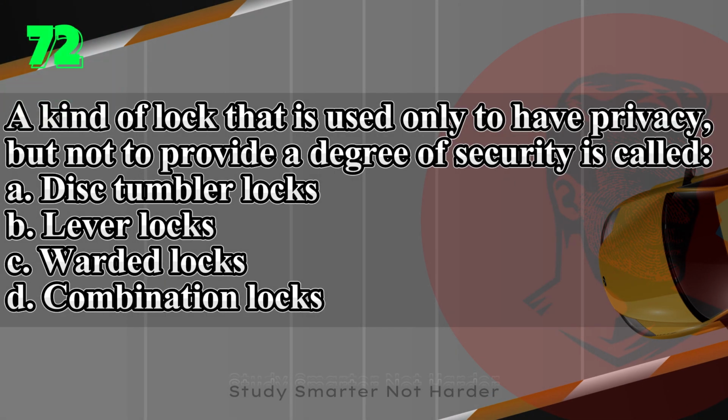72. A kind of lock that is used only to have privacy, but not to provide a degree of security, is called A. Disc tumbler locks. B. Level locks. C. Warded locks. D. Combination locks.